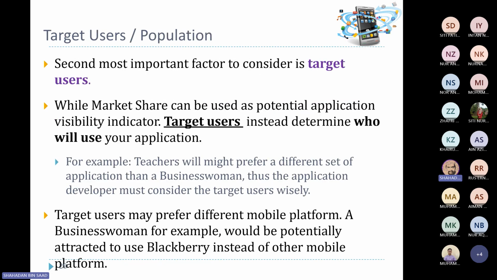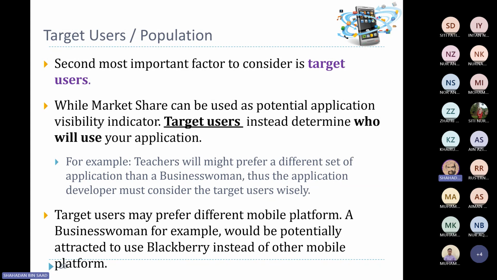So for target users or population, the second most important factor to consider is target users. While market share can be used as a potential application visibility indicator, target users determine who will actually use your application. For example, teachers might prefer a different set of applications than a businesswoman. Thus, the application developer must consider the target users wisely.